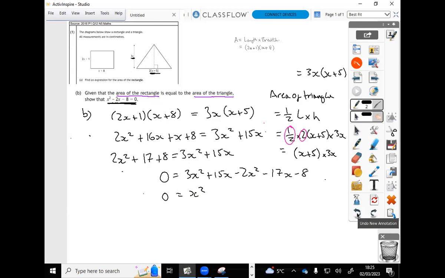15x minus 17x is going to be minus 2x. Can't write x's tonight. And what I've got, minus 8. Is that it? Okay. Now remember, we can just spin that round. Okay, so we're not changing sign, we just spin that round and write that as x squared minus 2x minus 8 equals 0. Okay, and that says what we're looking for.